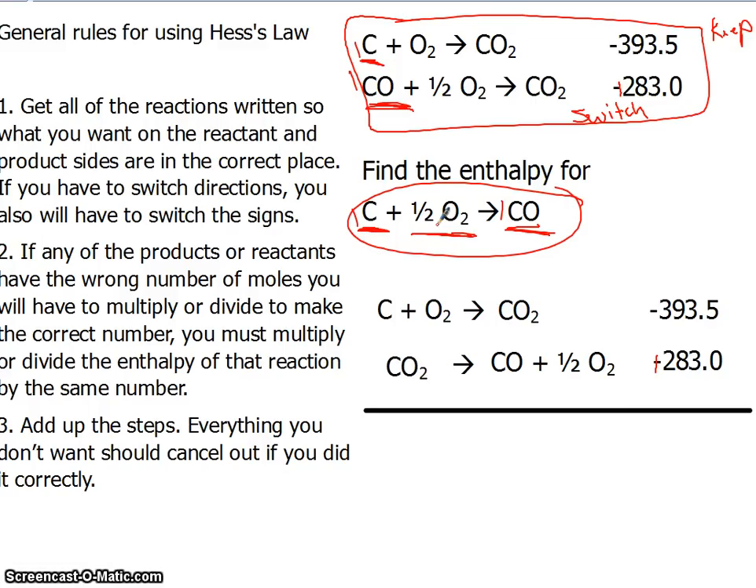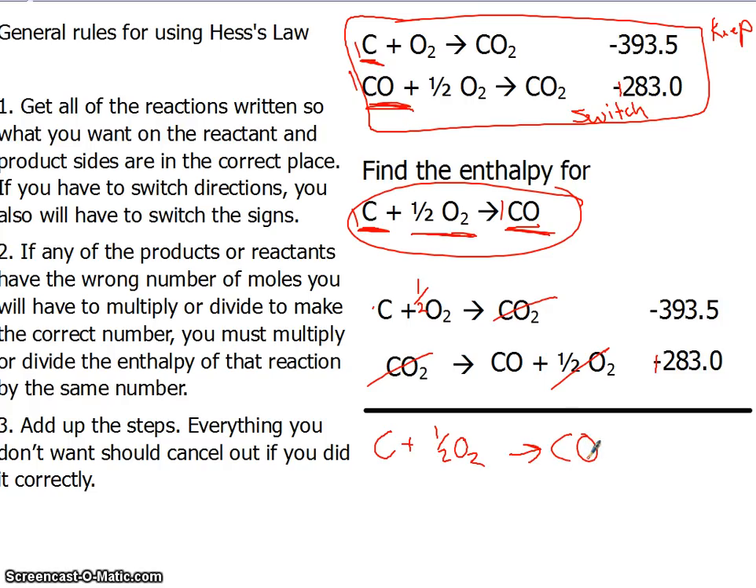Now, when I add these two things together, CO2 is on the right in the first reaction and on the left in the second reaction, so it cancels out with itself. I have one O2 on the left and I have a half O2 on the right. This half O2 cancels out half of that one, so I'm left with just a half. So when I'm all done, the carbon carries down, half an O2 carries down, and a CO carries down.